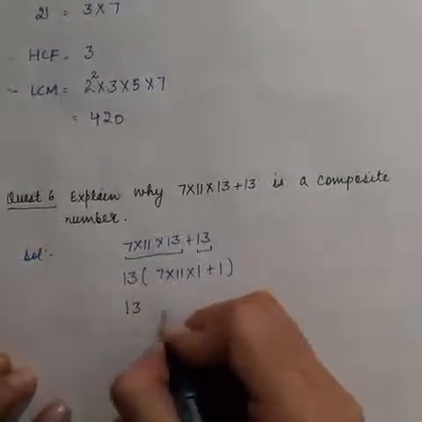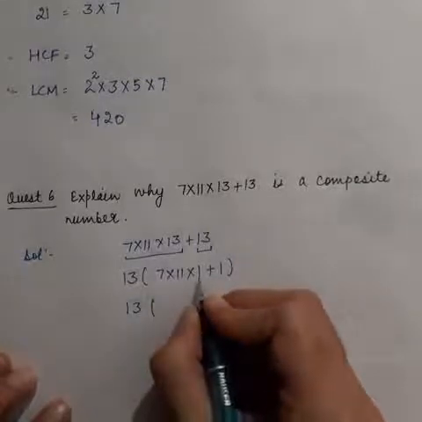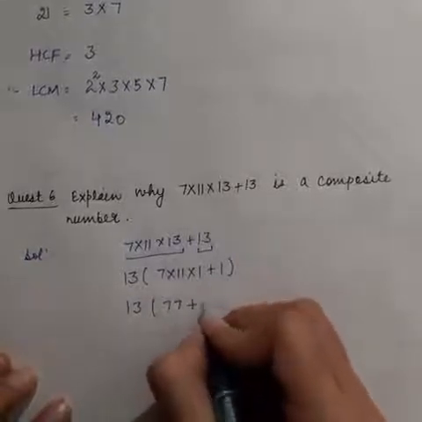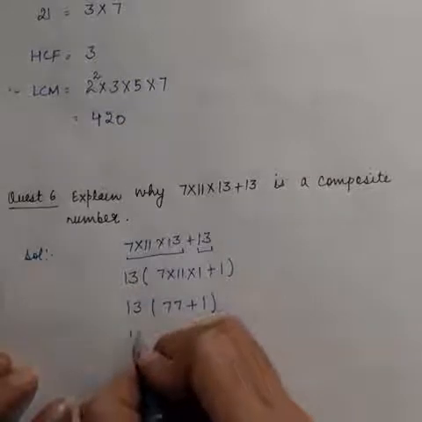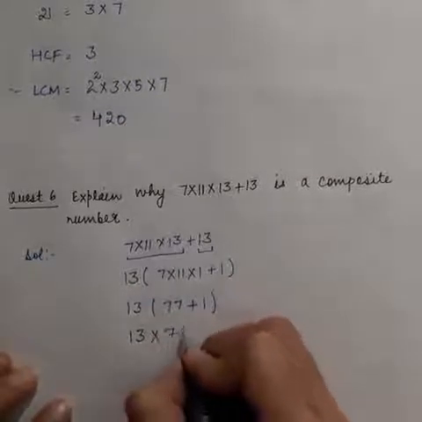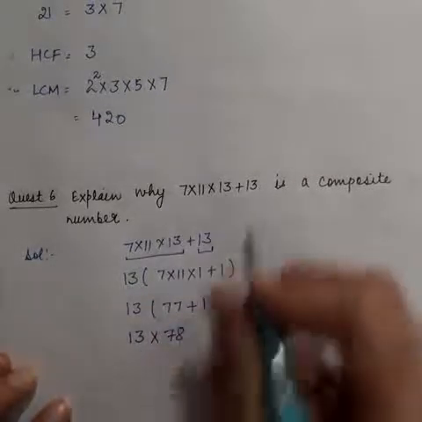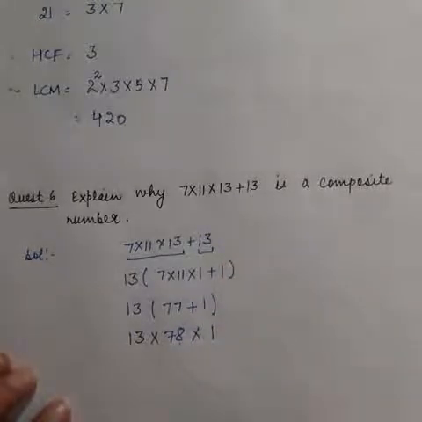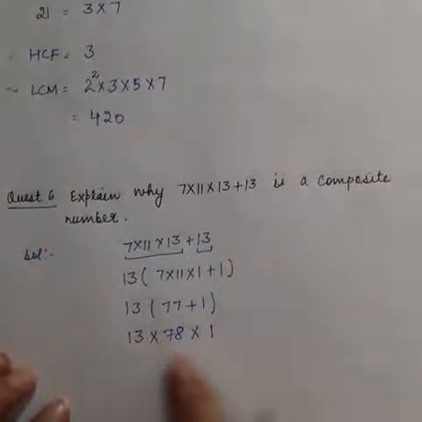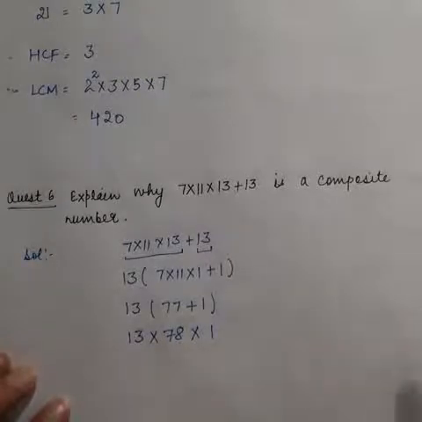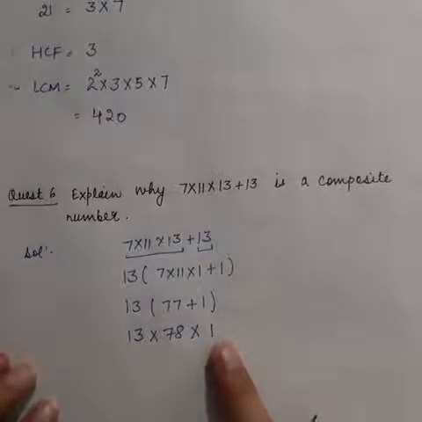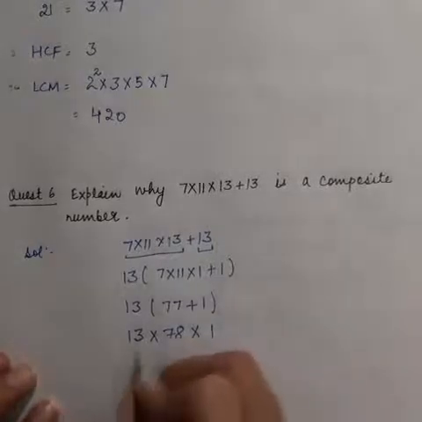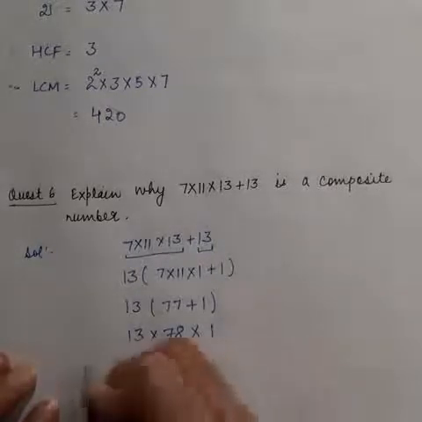Now we get 13 into 7 into 11 into 1, that is 77, plus 1, that is 78. Now 13 into 78. These two are the factors of the given number. Moreover, 1 is also the factor of the given number. So clearly I can see three factors here. More than three factors are also possible, but herein I can clearly see three factors. So a composite number has more than two factors.